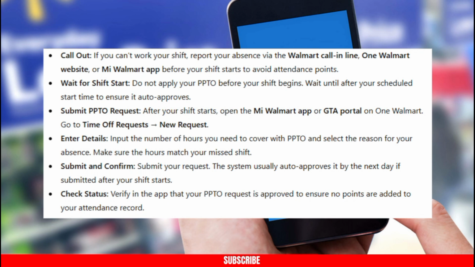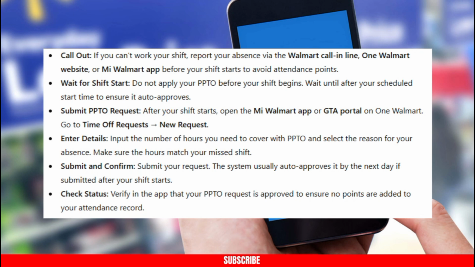Then do not apply your PPTO before your shift begins. Wait until after your scheduled start time to ensure it auto-approves. After your shift starts, open the My Walmart app or GTA Portal on OneWalmart. Then go to time off request, then start new request.